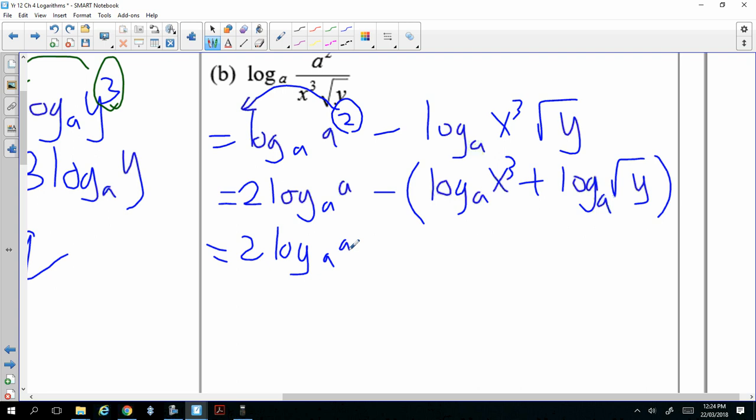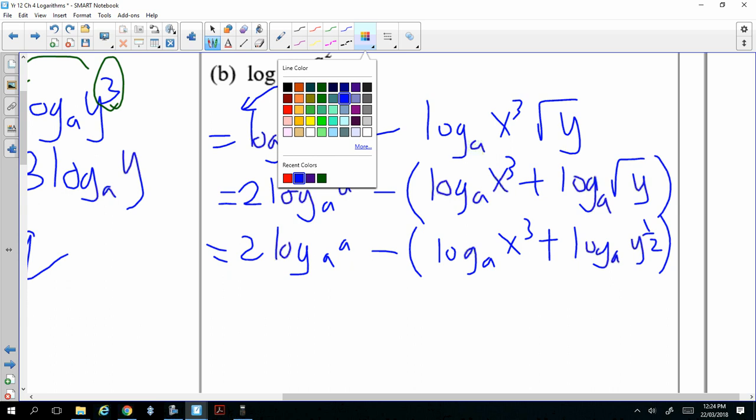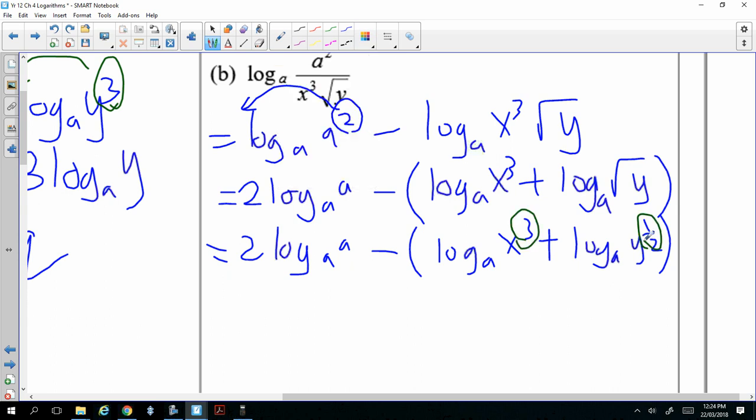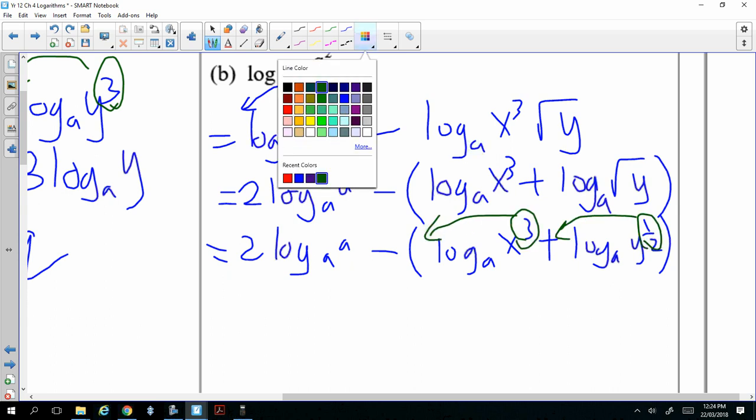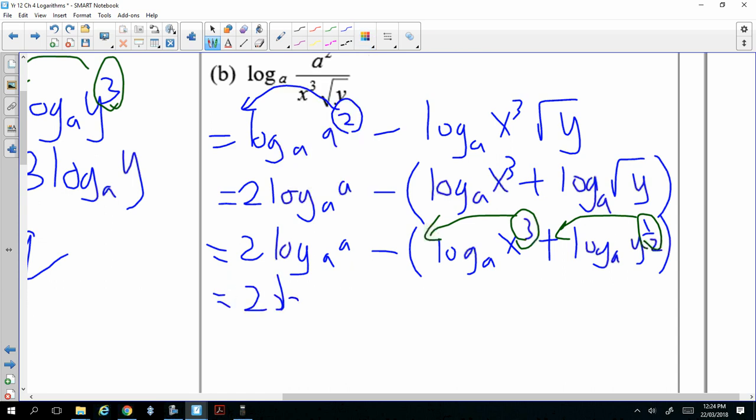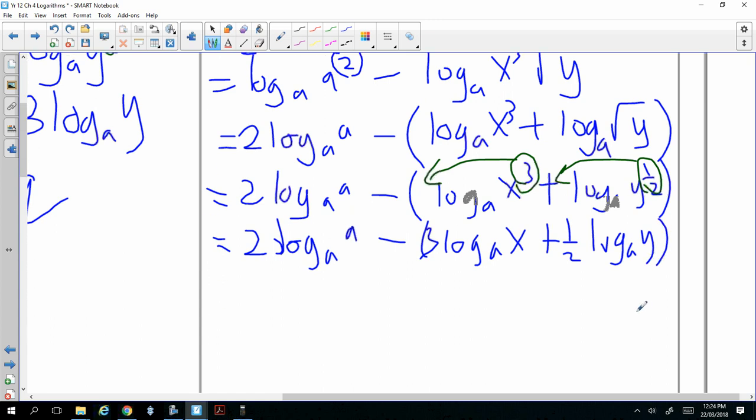Okay, and that 3 goes down. So you get this again, 2 log a of a minus 3 log a of x plus half log a of y. And then you can start substituting. Log a of a is 1, minus 3p plus half q. So the answer is 2 minus 3p minus half q, which is your final answer. Okay, good. Note the steps.